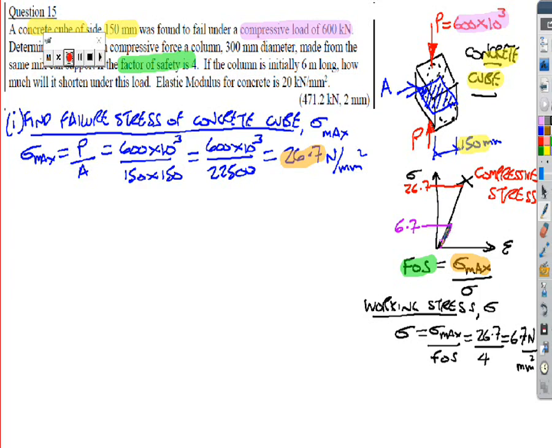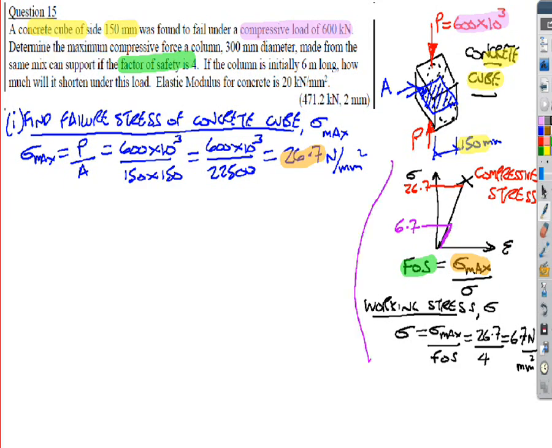That means the column is 4 times stronger than it needs to be, if you want to think of it that way. So it's got a nice bit of strength to it, but it's also 4 times heavier than it needs to be. So sometimes a trade-off between weight and strength. Now I'm going to look at the column.